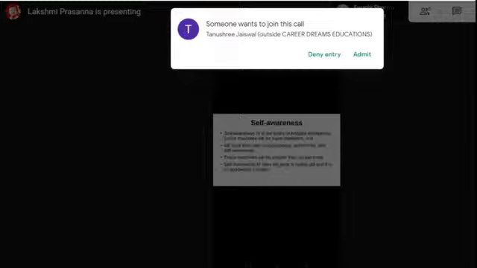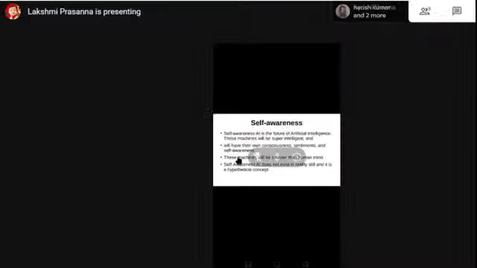And the next is self awareness. Self awareness AI is the future of artificial intelligence. These machines will be super intelligent and will have their own consciousness, sentiments, and self awareness. These machines will be smarter than the human mind. Self awareness AI does not exist in reality yet, and it is a hypothetical concept.